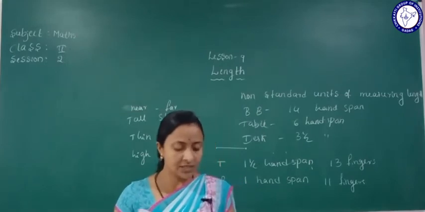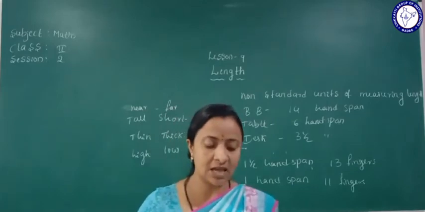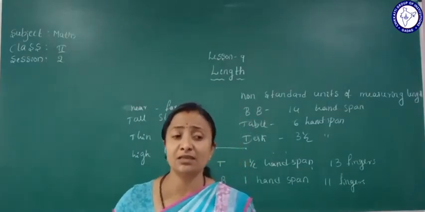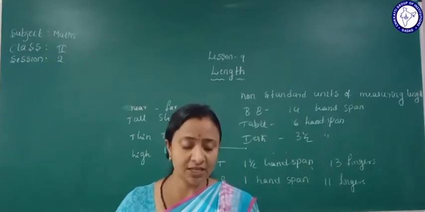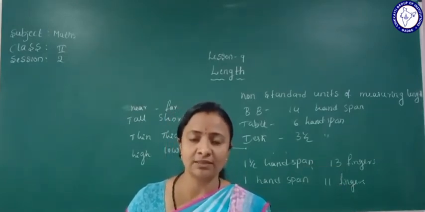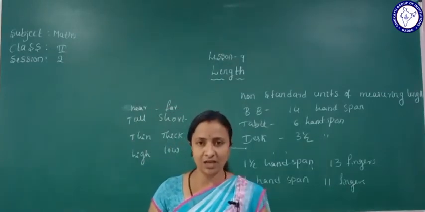So to measure a long length, they use the dandu. To measure a small length, they use the gilli. If the length is long, they use the dandu to measure. If the length is very short, they use the gilli. So the gilli is very short and the dandu is very long.